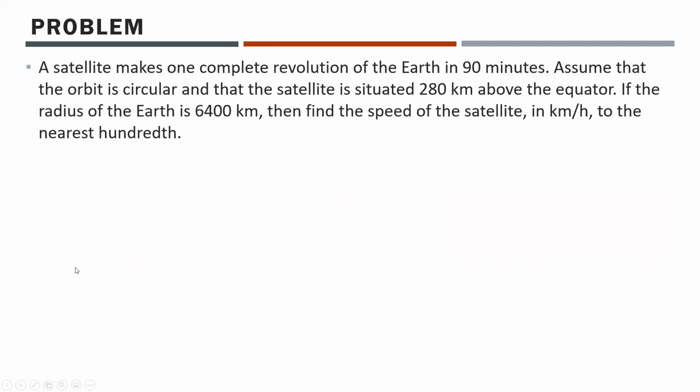All right, a couple more problems here. A satellite makes one complete revolution of the Earth in 90 minutes. Assume that the orbit is circular and that the satellite is situated 280 kilometers above the equator.